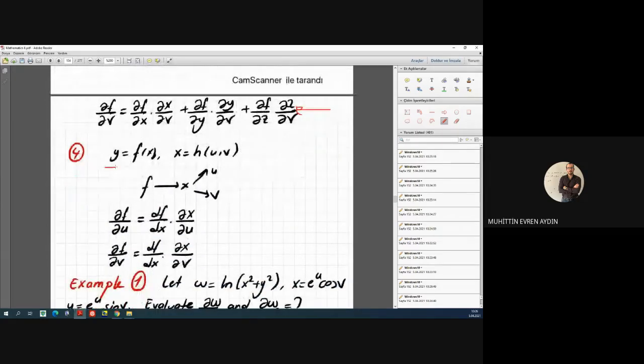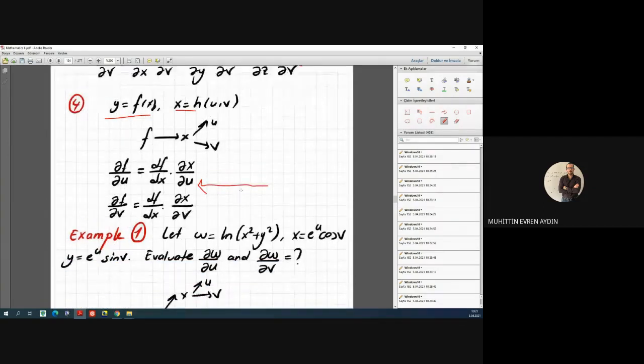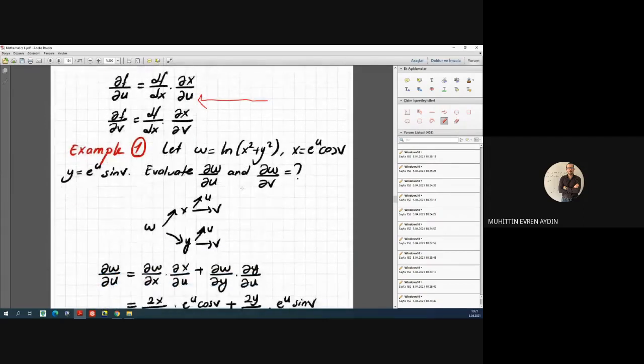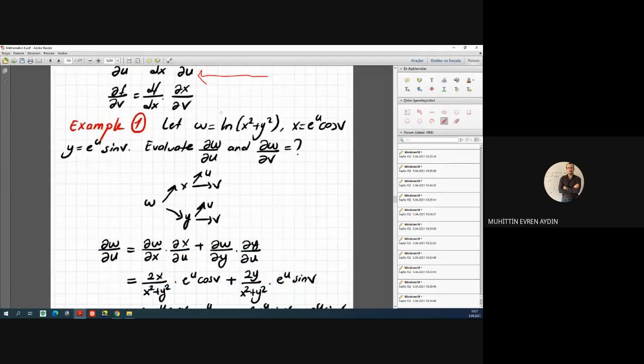If f is a function of one variable x, but the variable x depends on 2 different parameters, then the chain rule means this form. Okay, some examples. Our function depends on 2 variables, x and y, logarithm of x squared plus y squared, but x equals this and y equals this.